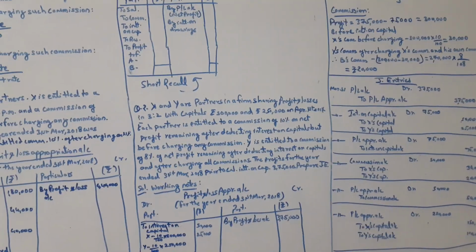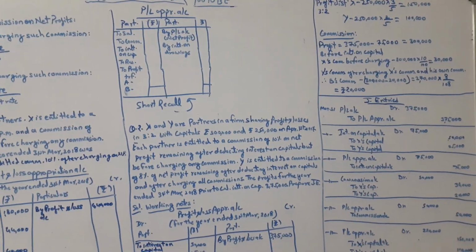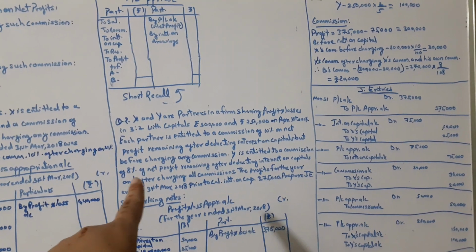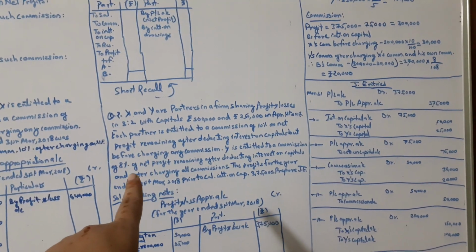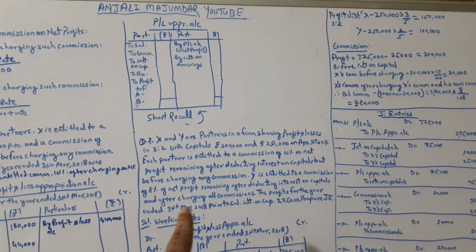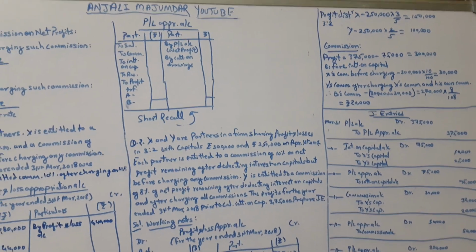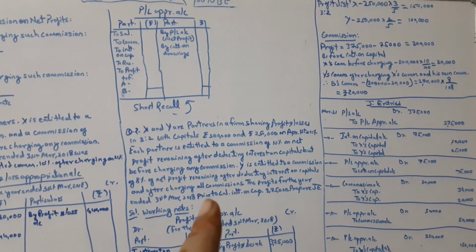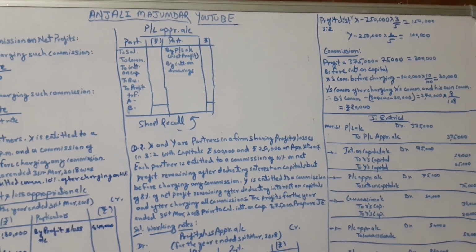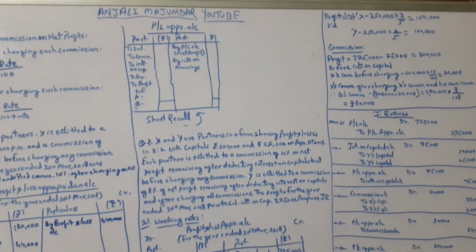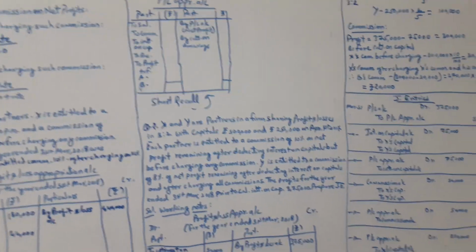And y's commission: remember, to calculate y's commission, y is entitled to a commission of 8% of net profit. For y, the percent is 8, and it should be after deducting the interest on capital and after charging all commissions. So we have already deducted the interest on capital, 75,000, but now it is said that commissions should also be deducted. That means the commission already given to x should also be deducted before calculating y's commission. So here you have to remember one thing.